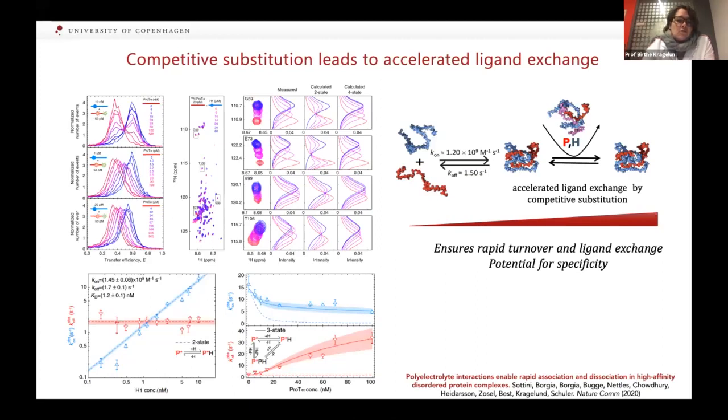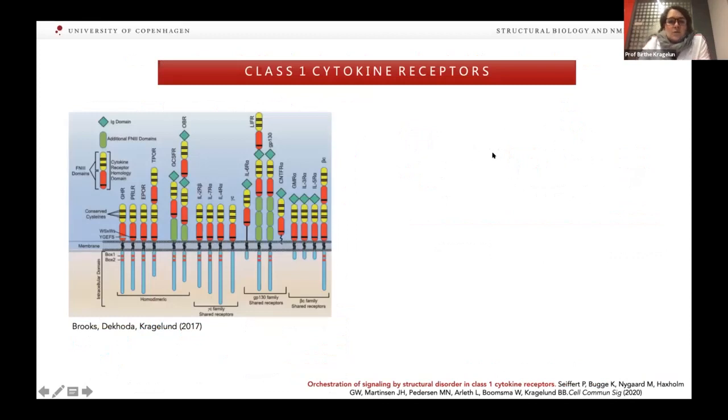Now, as I mentioned, disorder also occurs in membrane proteins, and I want to focus the rest of my talk on two different proteins that we've been working quite a lot on in the last 15 years. And these belong to the class 1 cytokine receptors. So this is a large group of membrane proteins that sit in the plasma membrane here with nicely folded domains on the outside, a single pass, one single helix traversing the membrane, and then an intracellular domain that we don't know that much about. What is interesting is if we predict the properties of these intracellular domains, and here I'll just focus on the four simpler members, which are the growth hormone receptor, the prolactin receptor, the EPO receptor, and the TPO receptor.